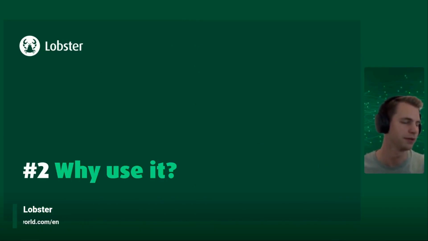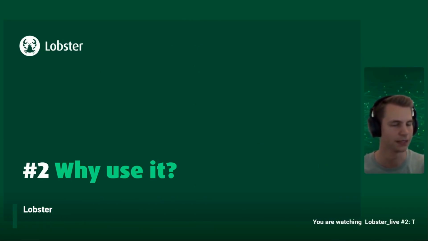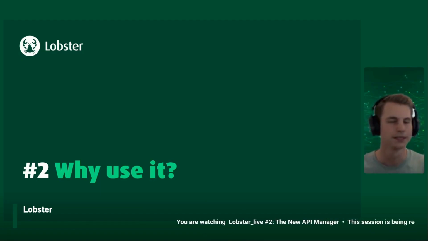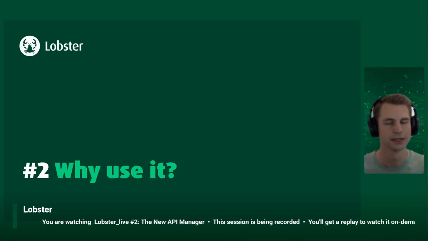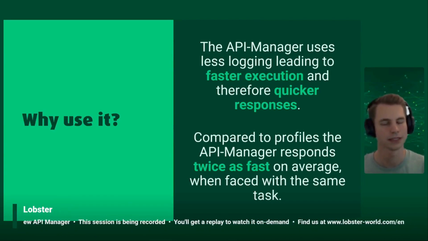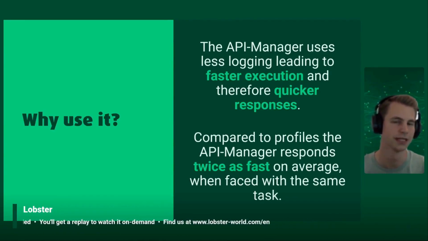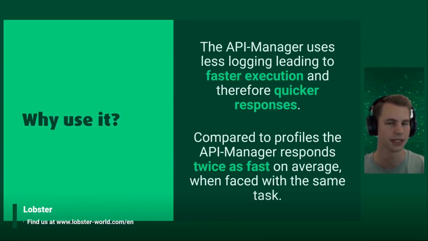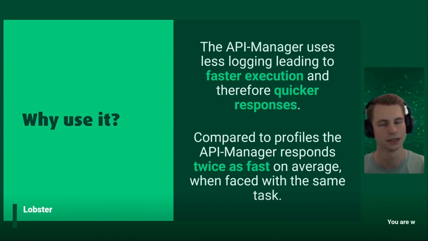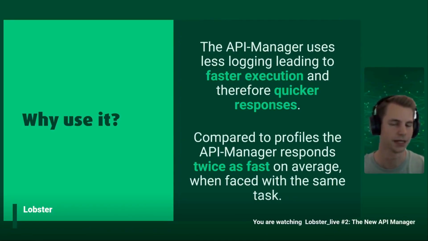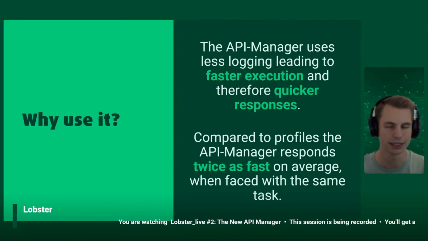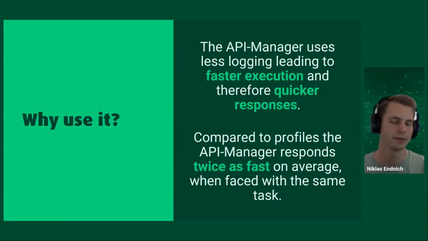So the big question maybe for most of you is, why should I use the API Manager and not use a profile instead? Let's take a look at that real quick. Here, you can see the API Manager compared to a profile uses a lot less logging, which obviously leads to a faster execution time. And as you can imagine, that will lead to a lot quicker responses from your API. In a comparison I did for the same task, the API Manager was twice as fast as a profile. So I think that's one of the main reasons why you should use it, and it should stick out to everyone, I would say.